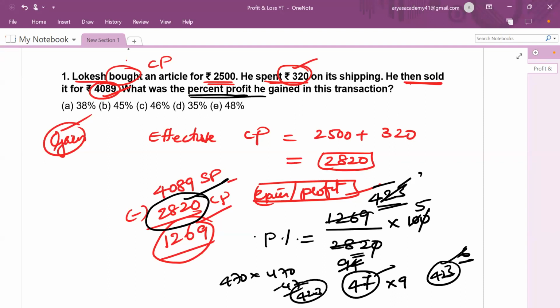So it goes for how many times? 9 times. Here already 5 is there, don't forget that. So 9 5s are how much? 45%. So the correct answer is option B. 45% is the right answer.